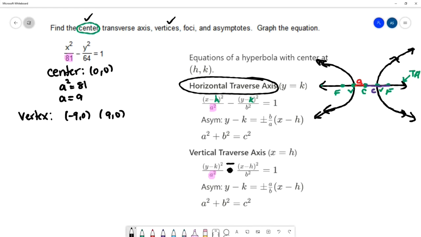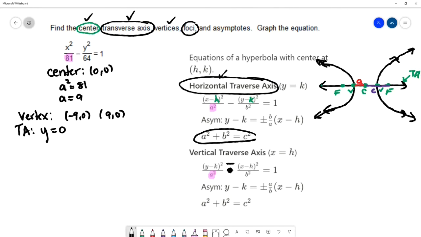We found the center and the vertices. The transverse axis passes through the center, and we already said it's horizontal. So we know that the transverse axis is going to be the line y equals 0. I can find the foci with the value of c. I don't know the value of c yet, but I can use this equation here to figure out that value of c.